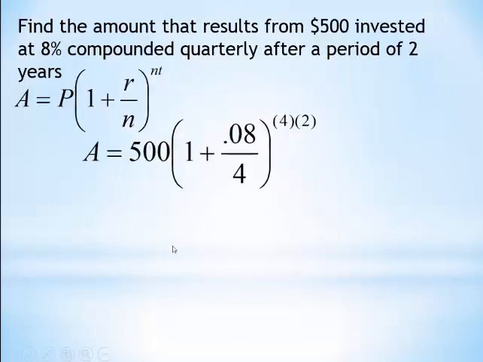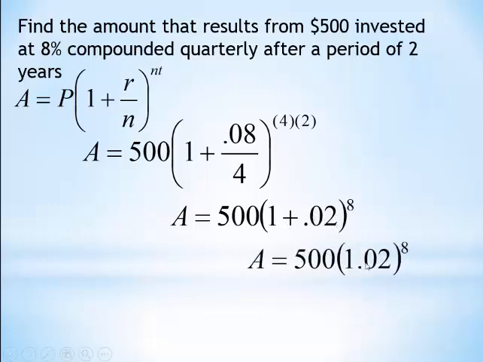So here's my formula. My principal is 500. It's always 1 plus. Now my interest rate is 0.08 and it's compounded quarterly, so it's divided by 4, and then my exponent is 4 times 2. So that's going to give me 0.08 divided by 4 is 0.02. So 1 plus 0.02 is 1.02 to the 8th.